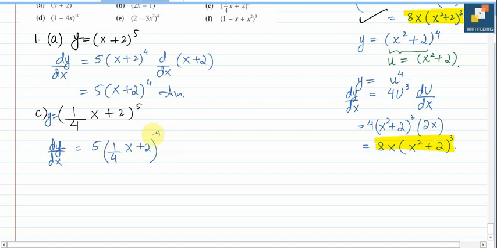But now we need to find the derivative of this function, right? And the derivative of this function is 1 upon 4. 2 is a constant, that will be 0. Now the final answer will be 5 divided by 4, 1 divided by 4x plus 2 to the power 4. That is your final answer.